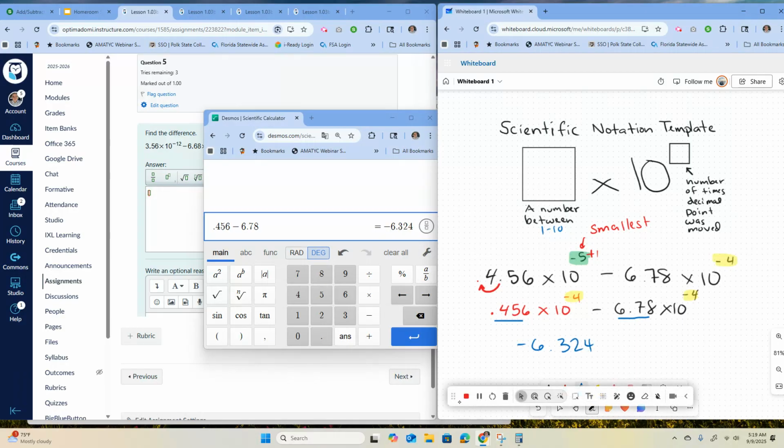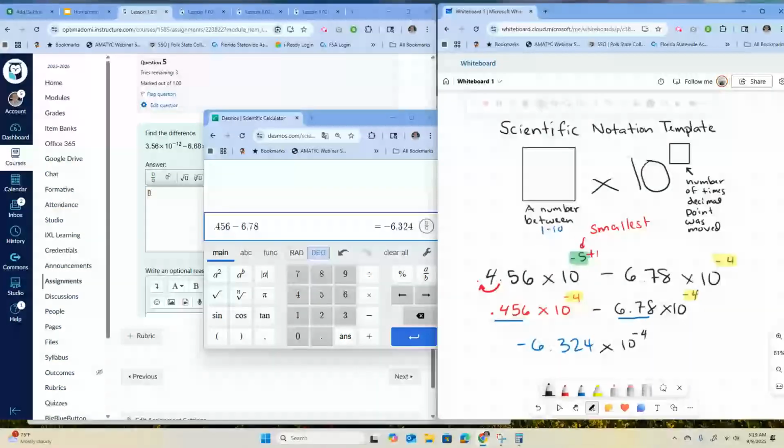324. And don't forget, we're going to keep the 10. So times 10. And we keep the exponent negative 4. And that's how you do that problem.